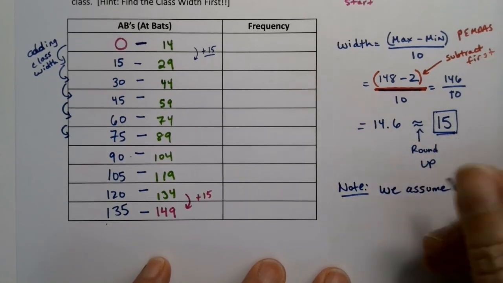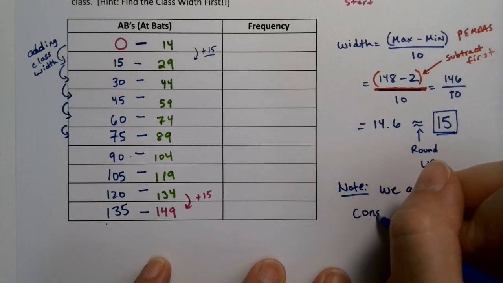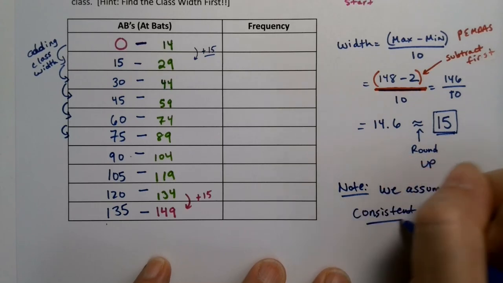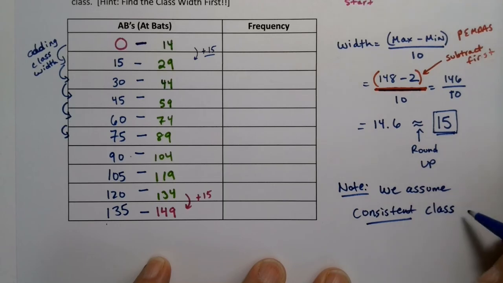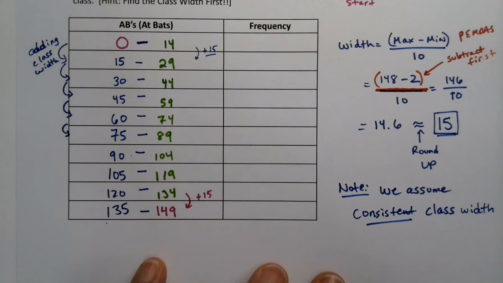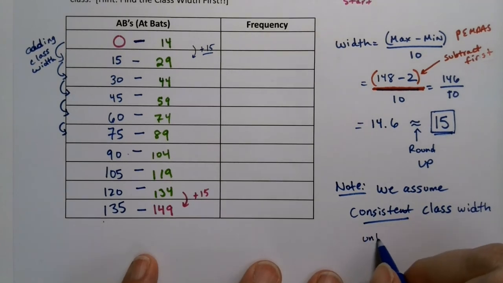So let's just make a note of that. Consistent class width means it's the same all the way through. It was 15, 15, 15, 15, 15 all the way down, unless otherwise told.